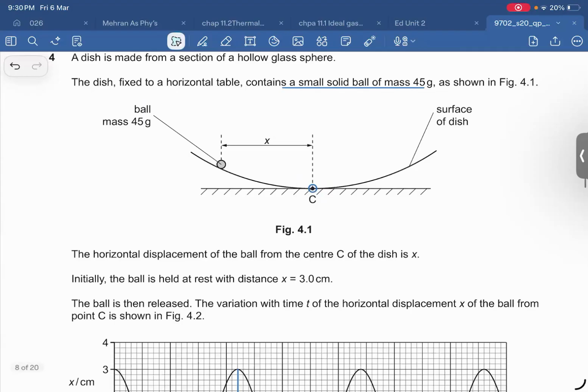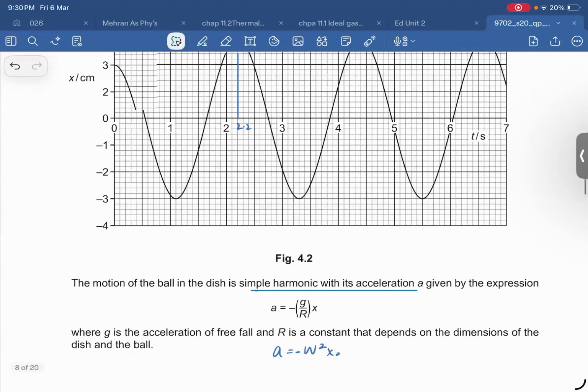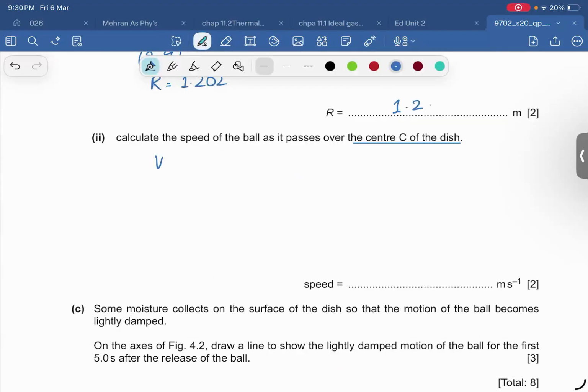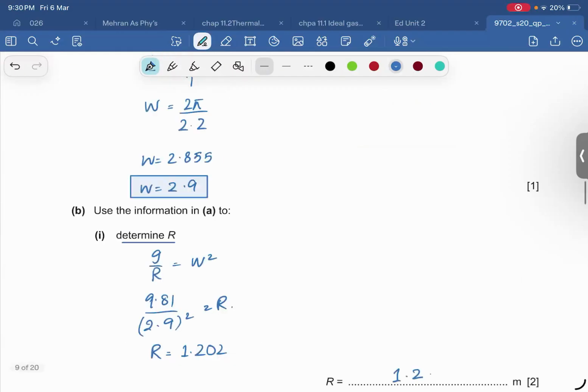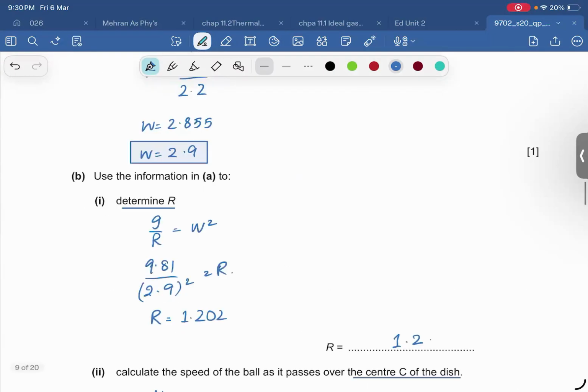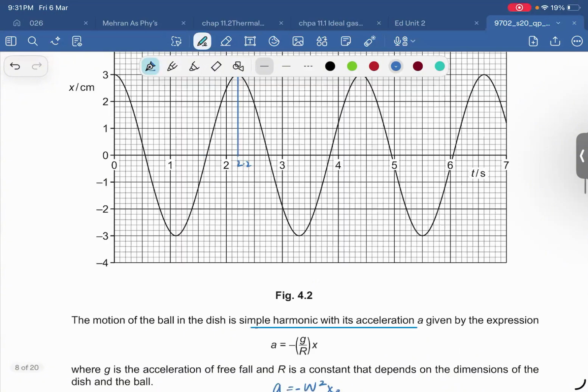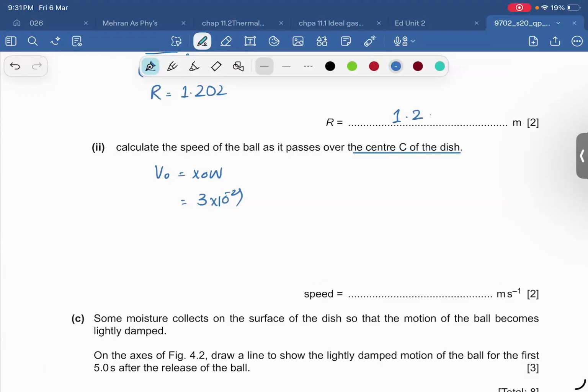So for the maximum speed we have the formula x naught omega. We can get the amplitude from the graph, that is 3, and I think it's centimeter. Yep, 3 centimeter, times 10 to the power of minus 2, and omega is 2.9. Okay, so how much is the velocity?